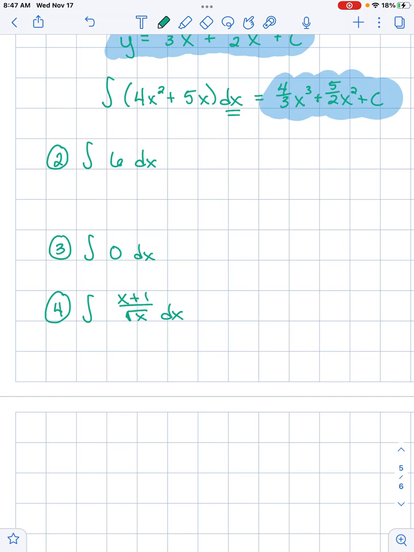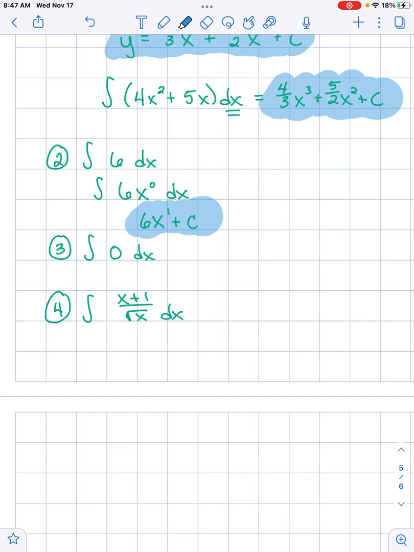Okay, hopefully you gave it a try. This first one, there is no x there. So what I'm going to think about here is we've got 6, and if I really think about it, this is 6x to the 0 power, because x to the 0 power is 1. If I work backward from this using the power rule, I would add 1 to that exponent, x to the first, and then I would divide 6 by that exponent. 6 divided by 1 is 6x. Don't forget about the fact that there could have been a constant, so it's 6x plus c.